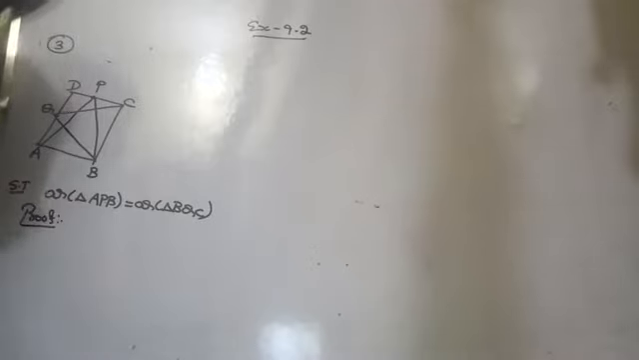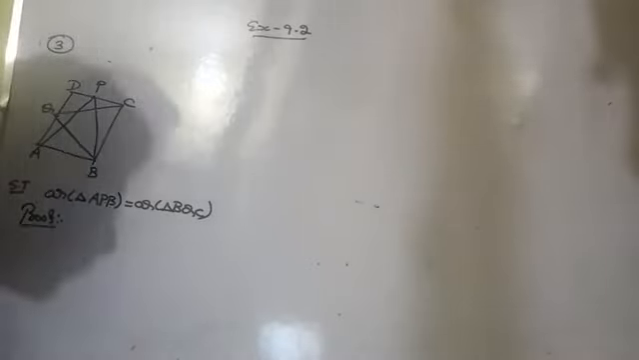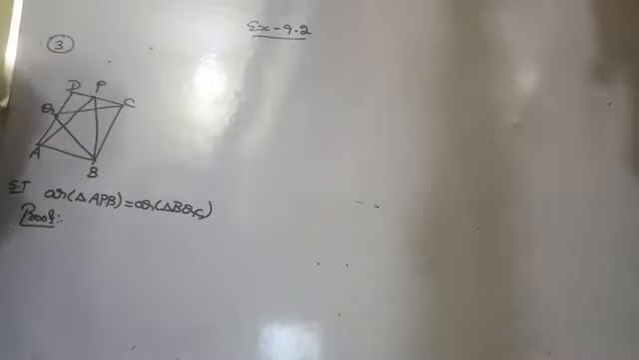We know that, what do we know? We learned two theorems in areas of parallelograms and triangles. What is the first one? If two parallelograms are on the same base and between the same parallels, then they are equal in area. And the second one is, if a triangle and a parallelogram are on the same base and between the same parallels, then the area of the triangle is equal to half of the area of the parallelogram.